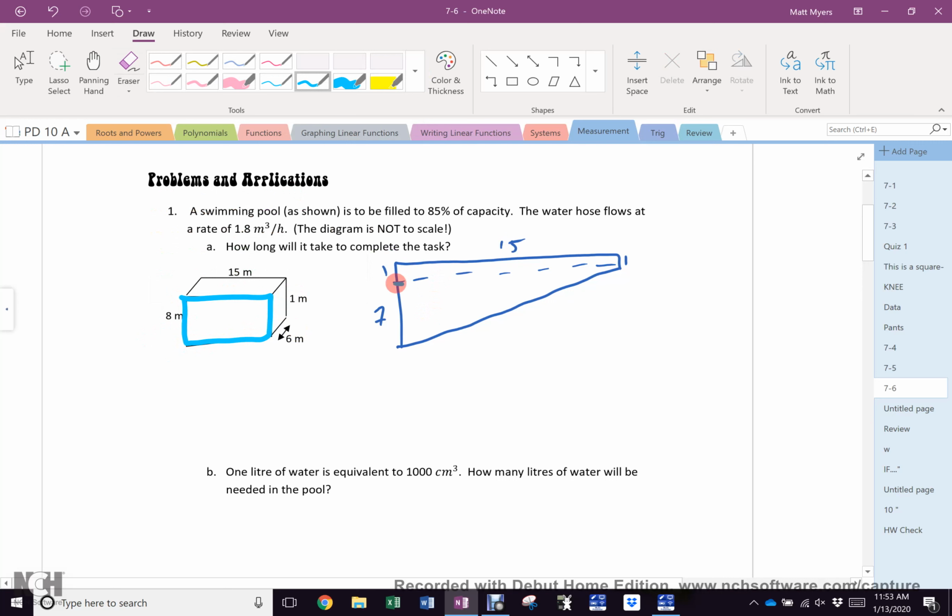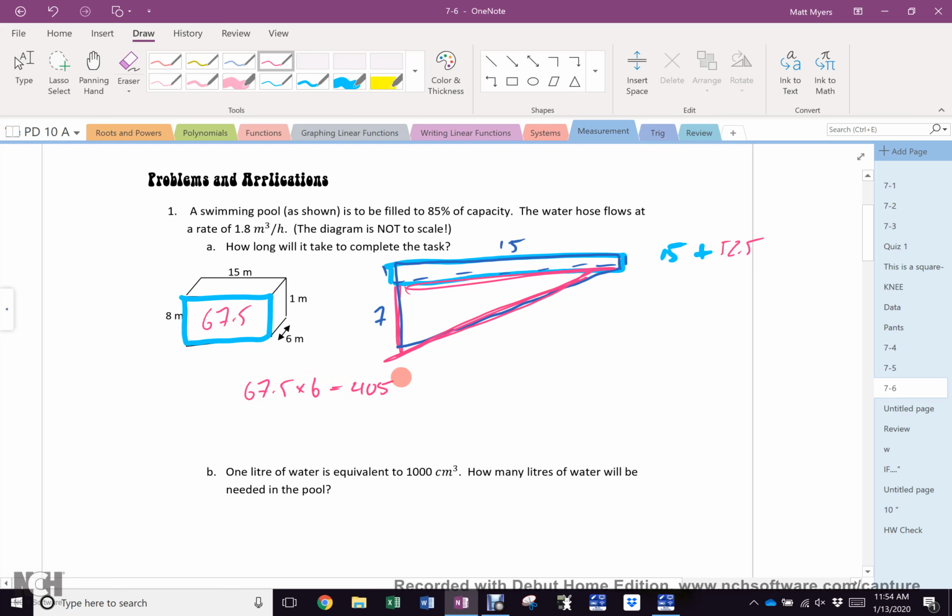So I find this area, which is 15 times 1, which is 15, and I add this area, which is 7 times 15, which is 105, divided by 2, because it's half, is 52.5. So this is 67.5, yes? Times 6 equals 405.